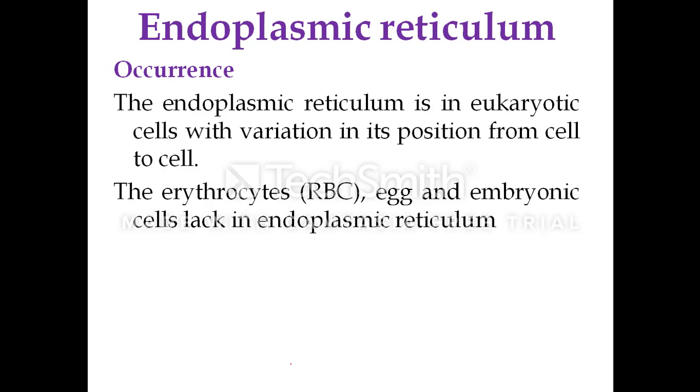Occurrence. The membranous extension that we observe in the cell, that is endoplasmic reticulum, is in eukaryotic cells, with variation in its position from cell to cell. The erythrocytes, RBCs, egg cells and the embryonic cells lack endoplasmic reticulum.